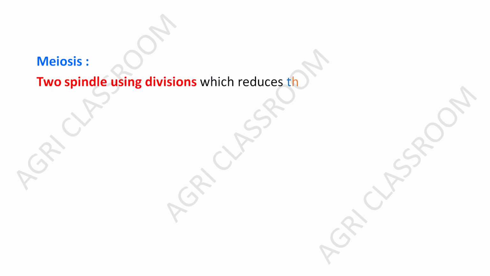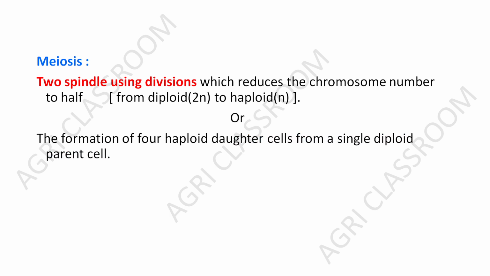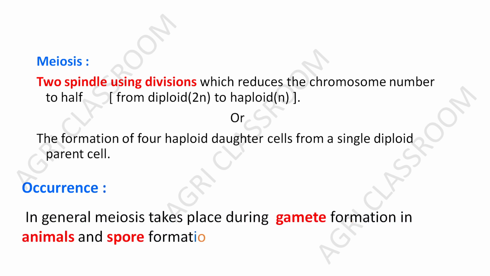Meiosis: two spindle-using divisions which reduce the chromosome number to half, from diploid to haploid, or the formation of 4 haploid daughter cells from a single diploid parent cell. Occurrence: in general, meiosis takes place during gamete formation in animals and spore formation in plants.